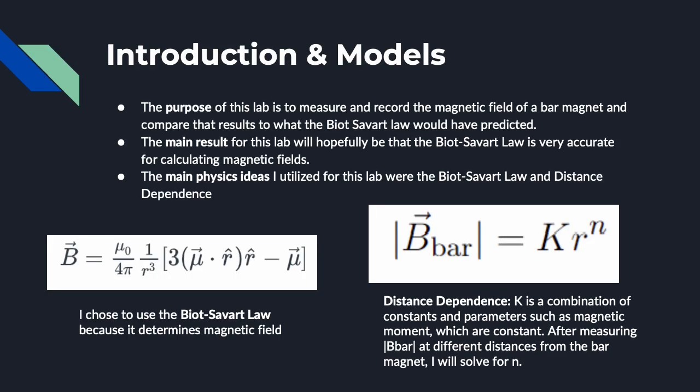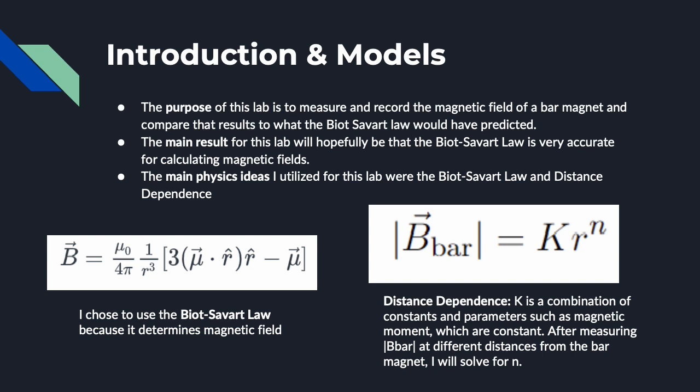Introduction and Models. The purpose of this lab is to measure and record the magnetic field of a bar magnet and compare that result to what the Biot-Savart law would have predicted. The main result for this lab will hopefully be that the Biot-Savart law is very accurate for calculating magnetic fields. The main physics ideas I utilized for this lab were the Biot-Savart law and distance dependence, which can be shown in the two pictures below.